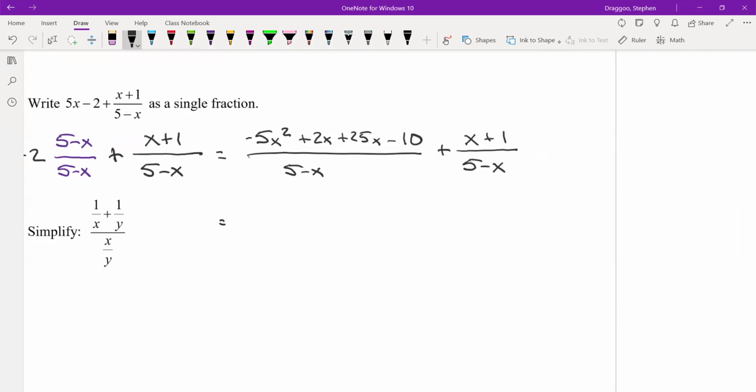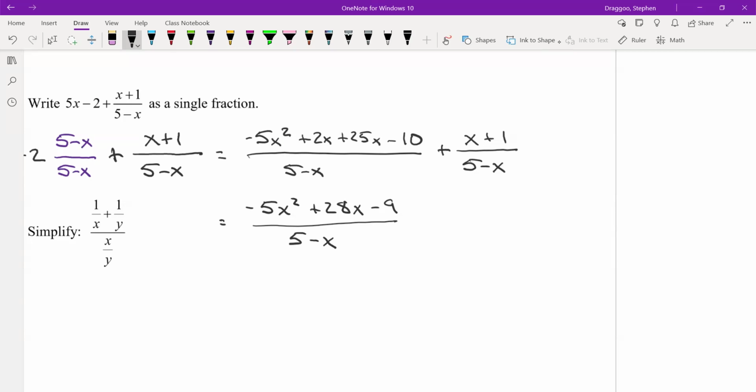So I'm going to continue writing below and hopefully fix that in a moment. So this looks like negative 5x squared plus 25 plus 2 plus 1 is plus 28x. And we have a minus 10 plus 1 is minus 9, all over 5 minus x. I think this is a perfectly reasonable place to leave that expression.